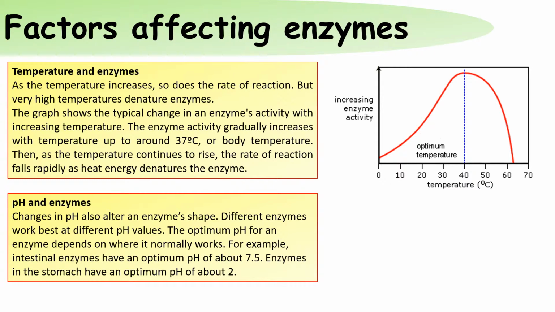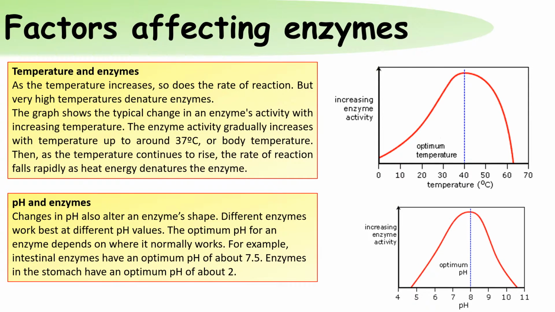Changes in pH also alter the enzyme shape. Different enzymes work better at different pHs. So, for instance, an enzyme that works best in your mouth will work best at pH 7. However, an enzyme that works in your stomach will work best at around pH 2. The graph shows how an enzyme has an optimum pH. Different enzymes will have optimum pHs that are different to each other, some being higher, some being lower.